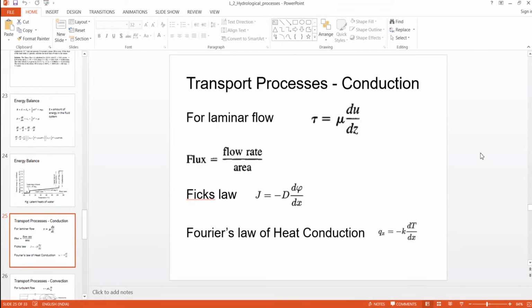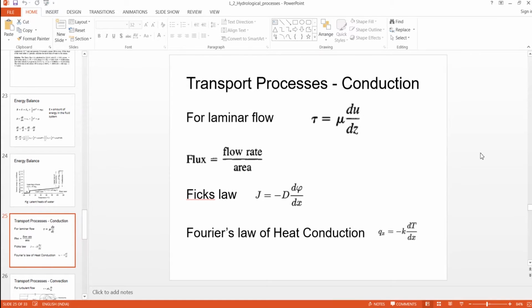One example of conduction is a steel rod. If you hold one end and put the other end in flames, then slowly you will feel the heat at the other side. You will feel a higher temperature, and the temperature increases with time. So this is nothing but conduction.